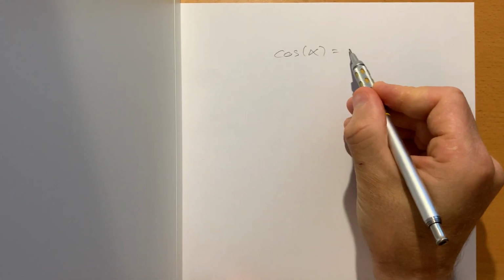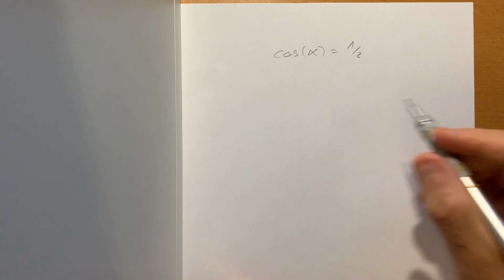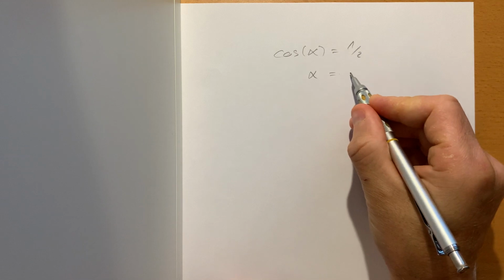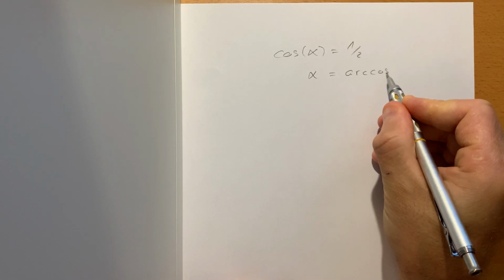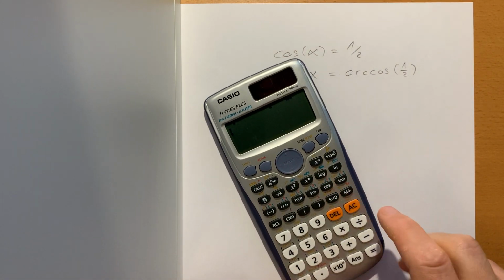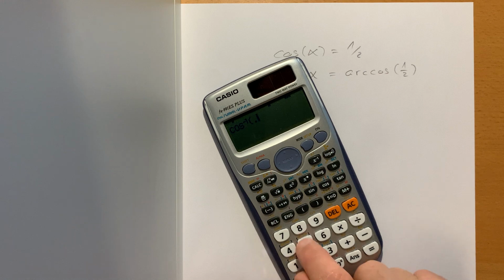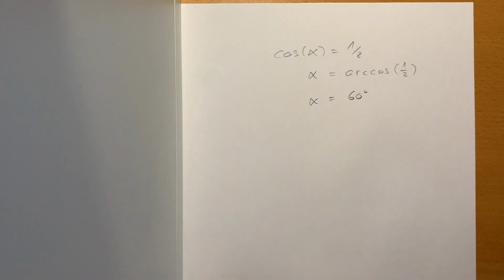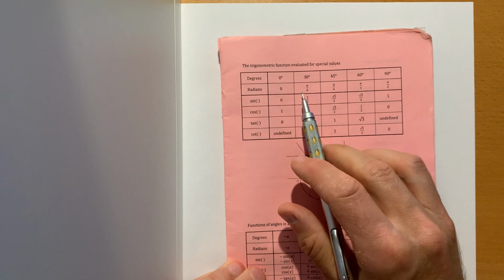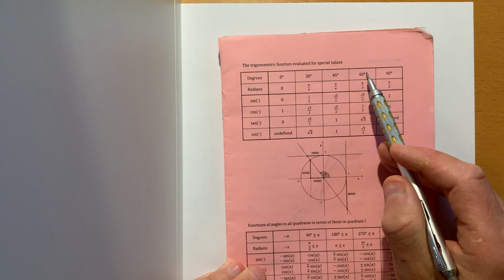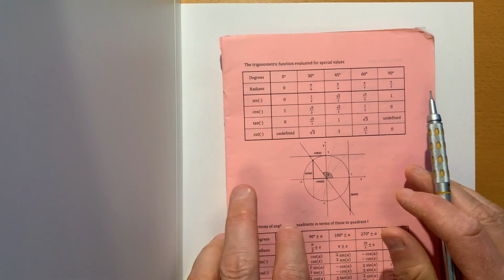Cosine alpha is 1/2. It's easy to work out because you use the arc cosine of 1/2. Set your calculator to degrees, so arc cosine of 0.5. That's 60 degrees. Alpha is 60 degrees. Do we need a calculator for this? No, because we know this table by heart. If the cosine is 1/2, then the angle is 60 degrees when we work in degree measure.